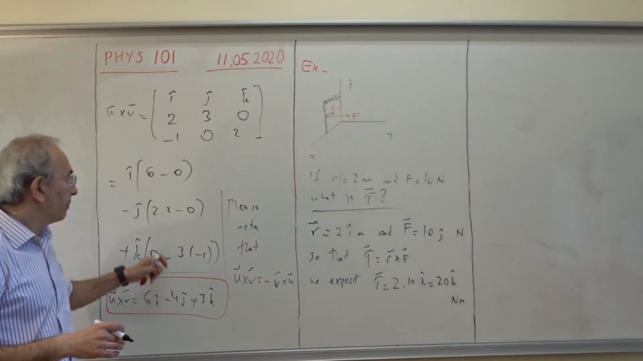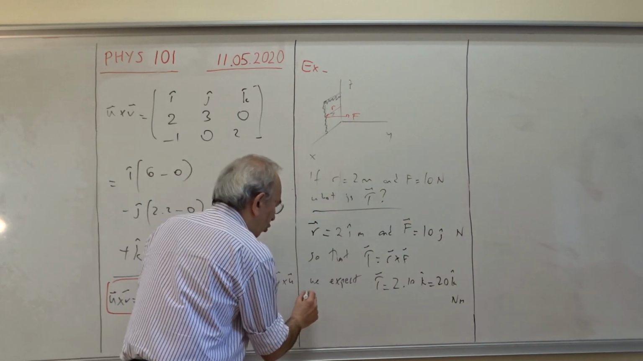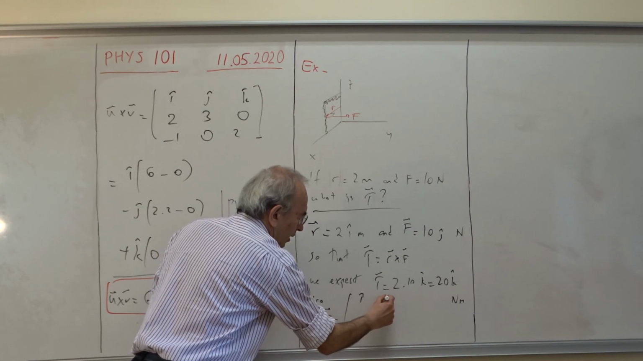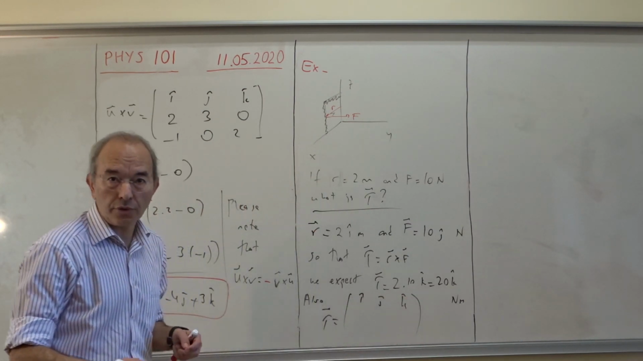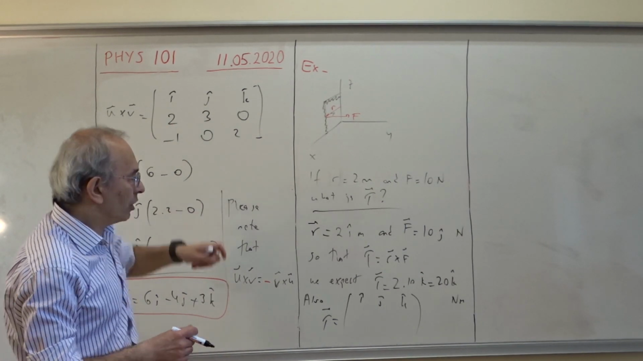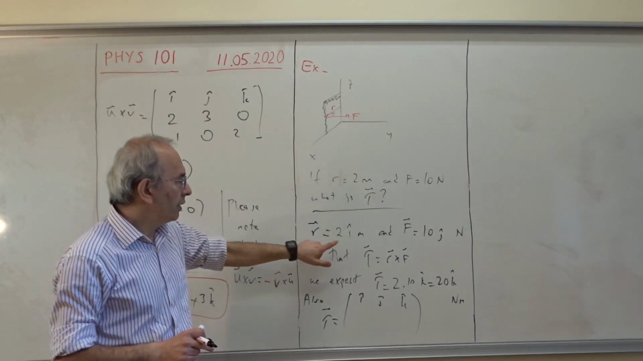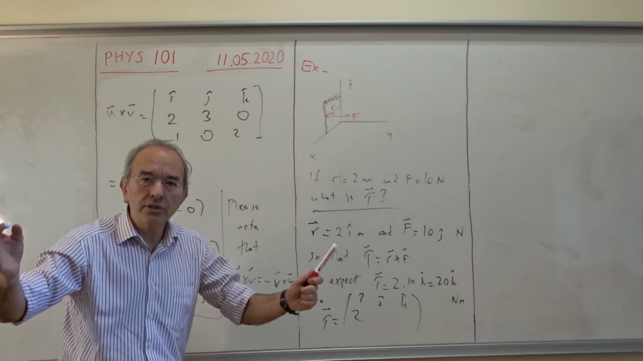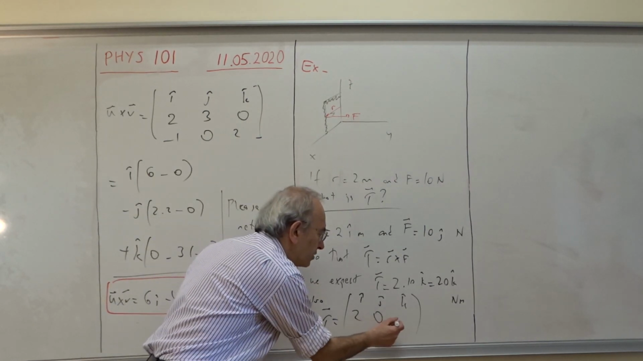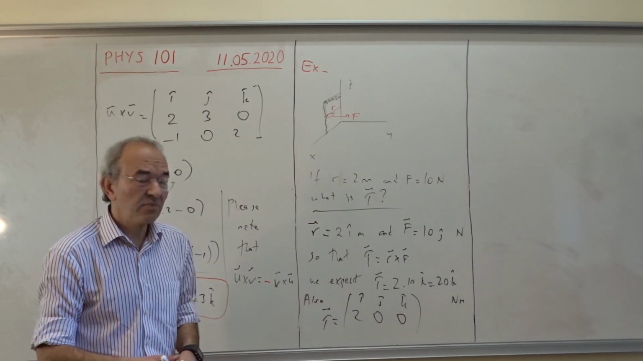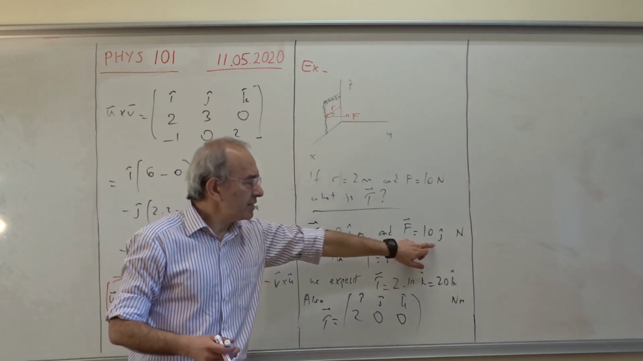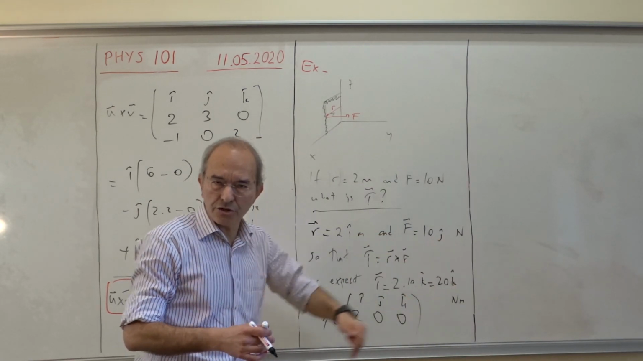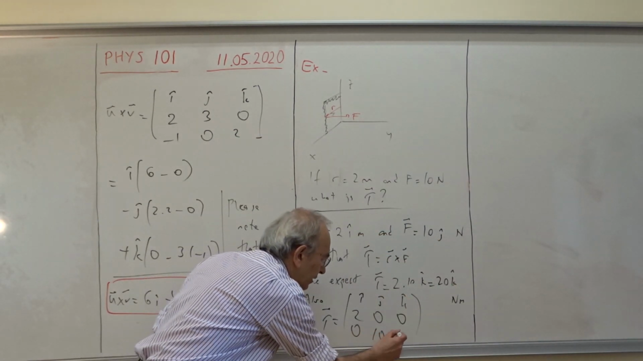Can we check it by the matrix notation? Of course we can. Also, tau is i, j, k for the 3 by 3 matrix. And what are the components of the first one? There's a 2 for the first one, but there's no j component, no k, z component, so these are 0 and 0. What about the force? Force has a y component but no x or z, so 0, 10, and 0.